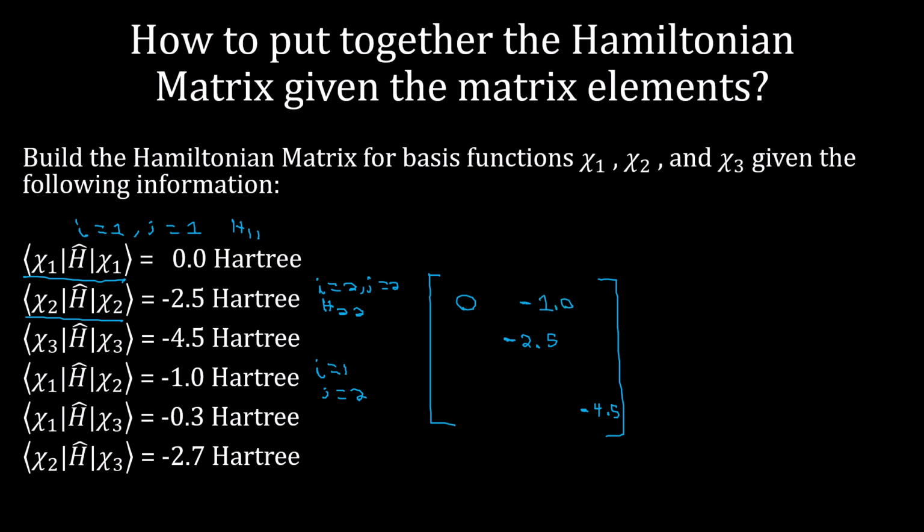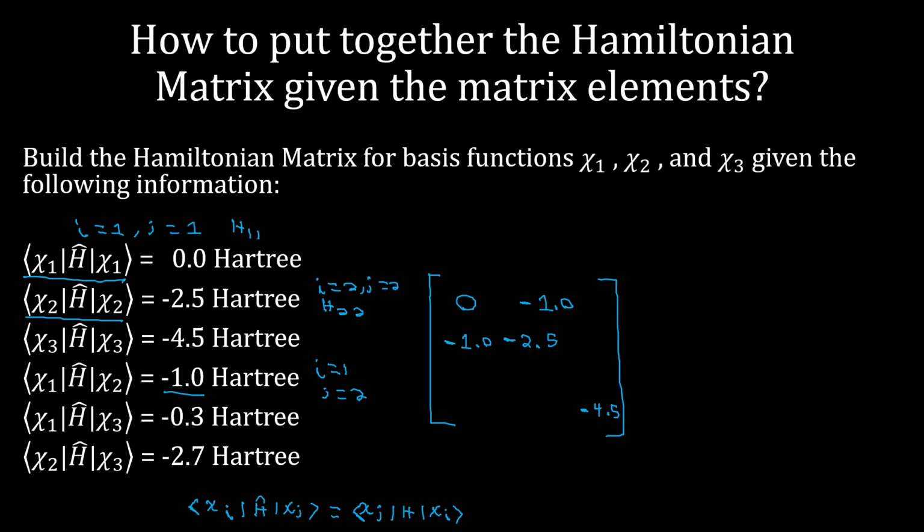However, we get additional information here, because remember that we're symmetric about the long diagonal. So remember that chi i Hamiltonian chi j is equal to chi j Hamiltonian chi i. What this means is that if i equals 1 and j equals 2, as in this case, and that matrix element is negative 1, we could flip i and j, and that would be the same element. So just as row 1, column 2 is negative 1, row 2, column 1 would also be negative 1.